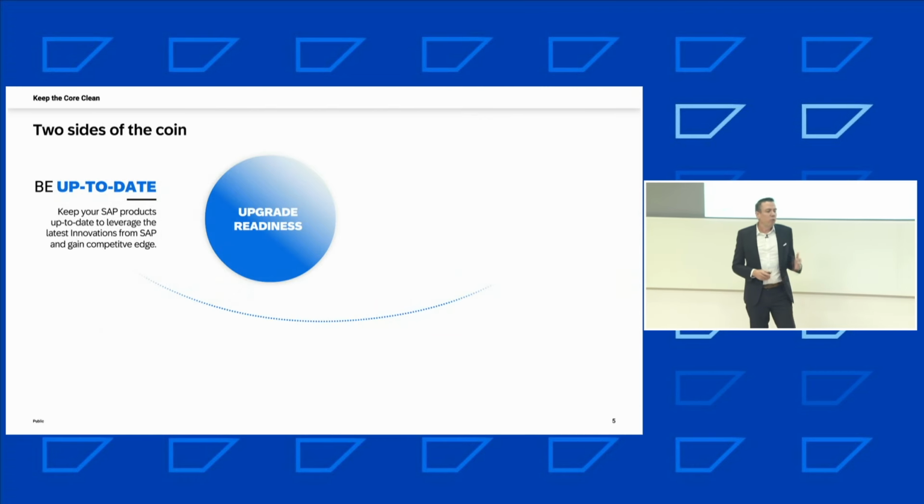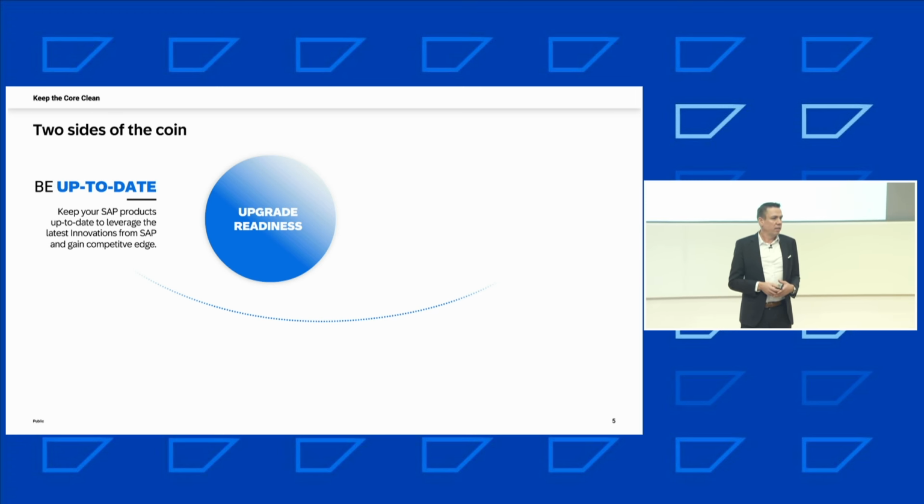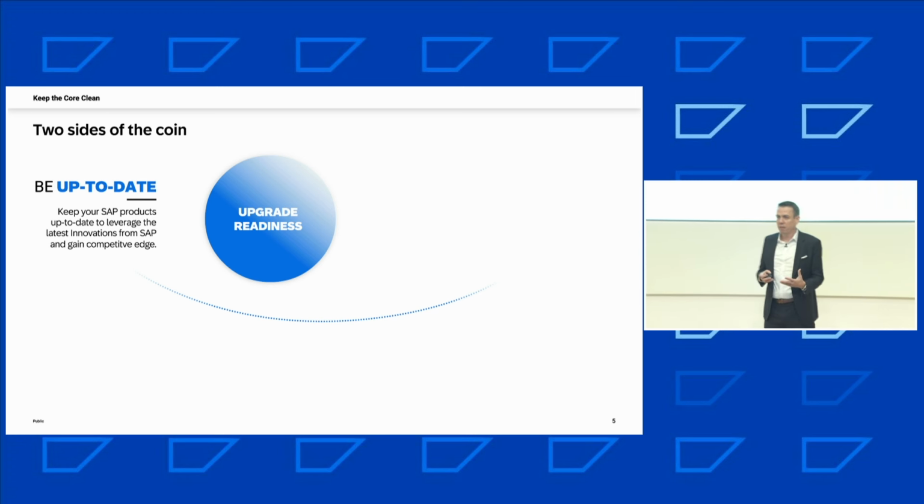And there are two sides of the coin. One is we are investing a lot in this blue rope. We are investing millions over millions to further develop and evolve the standard software. But to benefit from this, you have to be on the latest release. In the public cloud, this is a given. You're always on the latest release.